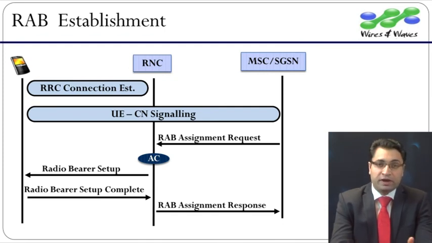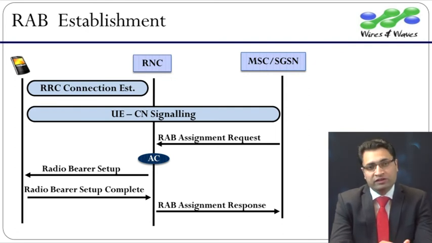As a summary, we can say that signaling for voice call setup can be divided in 3 phases. First, RRC connection setup, then UE to core network signaling, and third, RAB setup. This is the end of this video and also the video series.